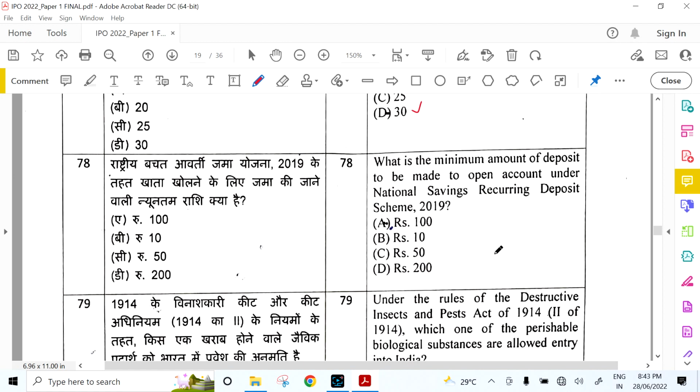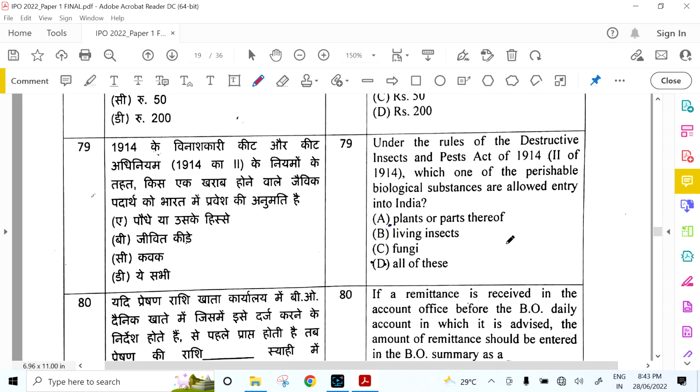What is the minimum amount of deposit to be made to open an account, RD account? It is 100 rupees. Rule 178, it is rule 81 of CBS manual.